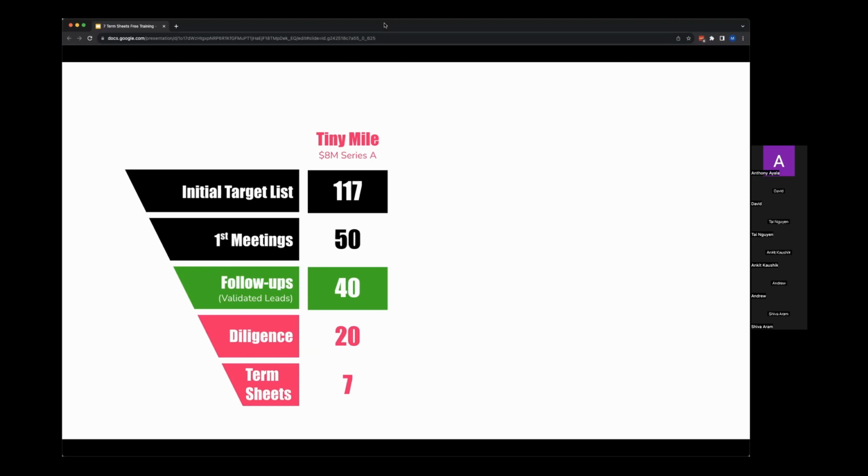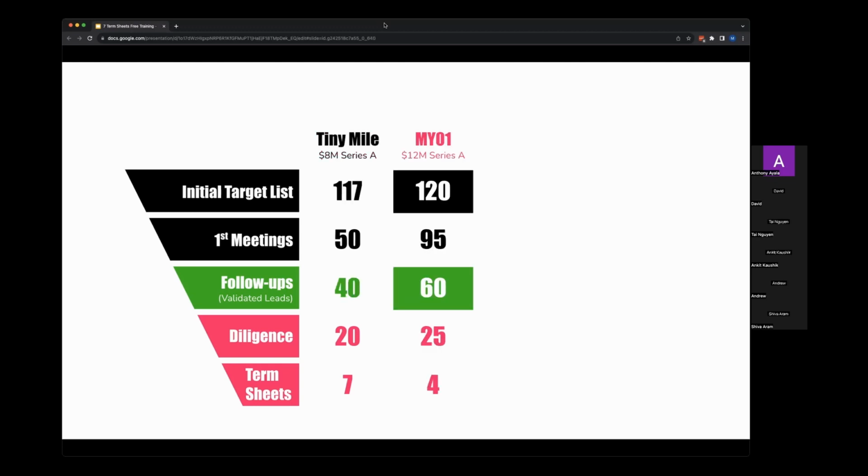The point here isn't to run the biggest funnel possible. The point here is to optimize for your time and closing your round. And we had enough validated leads that we were following up with that we were able to move to the next step. And we didn't have to go through the entire 117 connections at the top of the list. Mile 1: 120 in their initial target list, 95 first meetings with 60 follow-ups, 25 moved to diligence, 4 term sheets.